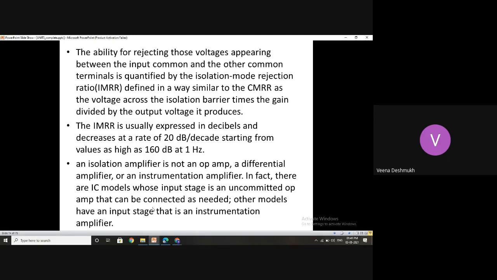Then how much is the difference between those common grounds? Ideally they should be at the same potential. There should not be any difference in the potential. But if some potential difference exists between the common mode points, it gives an indication of how much isolation is happening there. And the ratio of the measurement between the input common and the other common terminals is called the IMRR.